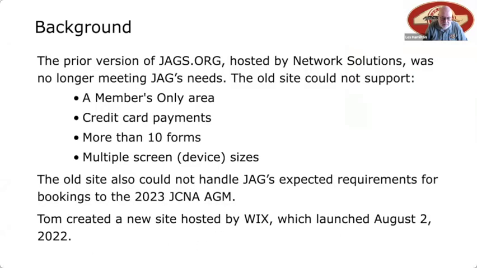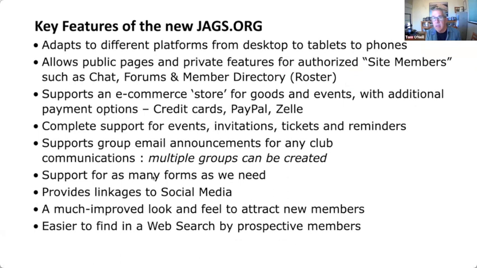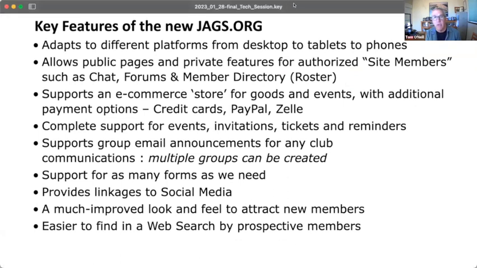There we go. So some of the limitations with the old site were there was no members only area, couldn't accept credit card payments online. We had a limitation in the number of forms that were available, and it didn't adapt to different screens, different devices. It also couldn't handle what we were expecting to need for the JCNA. So as I said, we launched this new site in August of last year, and it has some features that we think meet all the criteria we had.